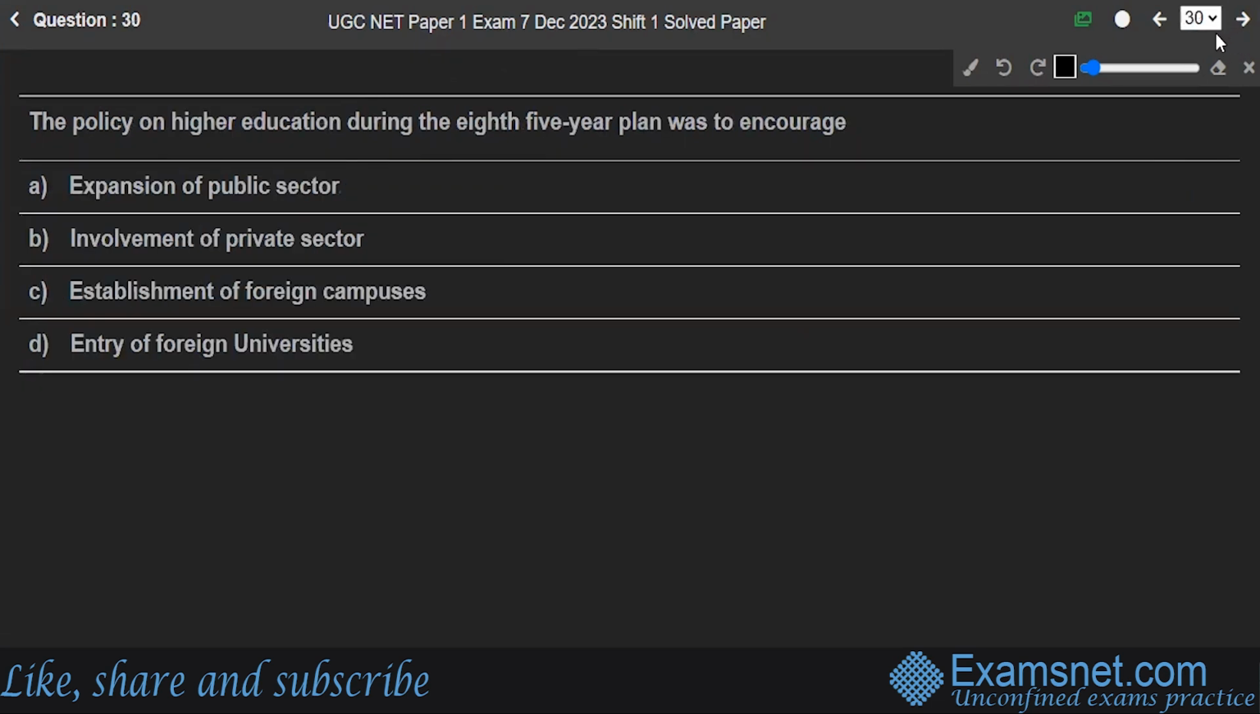The policy on higher education during the 8th five-year plan was to encourage expansion of public sector, involvement of private sector, establishment of foreign campuses, and entry of the foreign universities. Well, the right answer to the question, involvement of the private sector. The 8th five-year plan, which came in 1992 to 1997, the eighth five-year plan of India focused on the expansion and improvement of the higher education. One of the key objectives of the plan was to encourage the involvement of the private sector in the higher education.